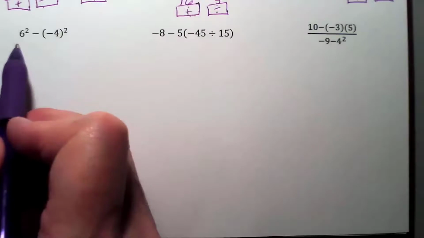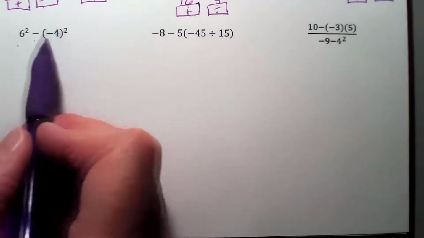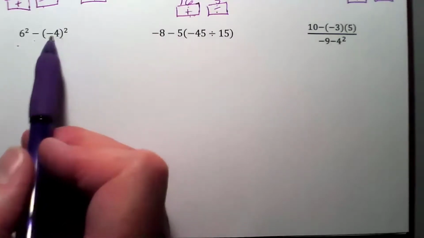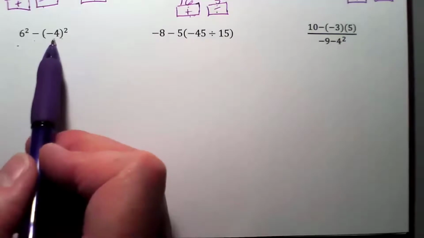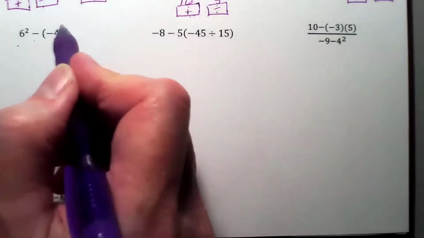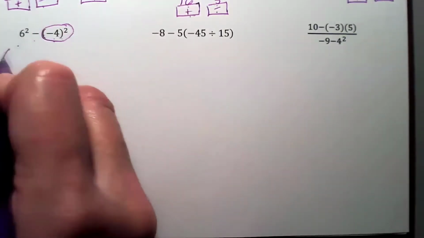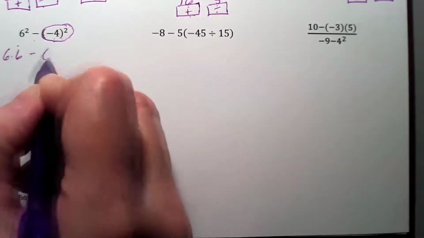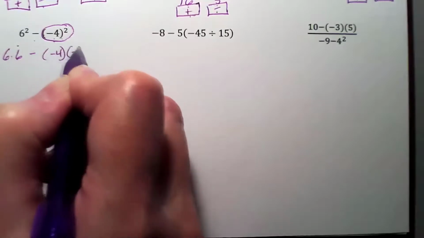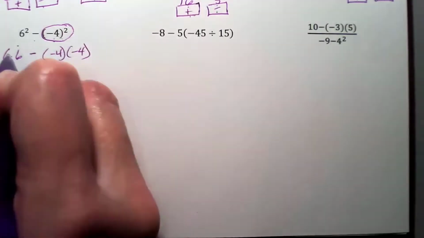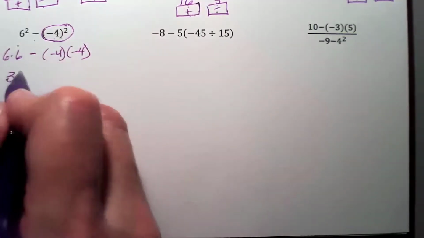So here we have an exponent minus another exponent. So we're going to do the exponents first. This is not a parentheses problem; the parentheses are there because the exponent applies to that whole thing. So I have 6 times 6 minus negative 4 times negative 4. 6 times 6 is 36.